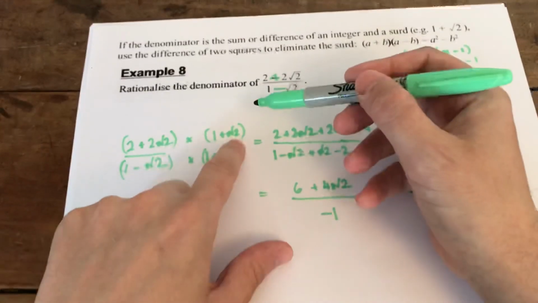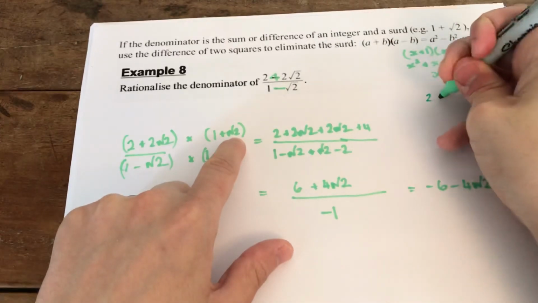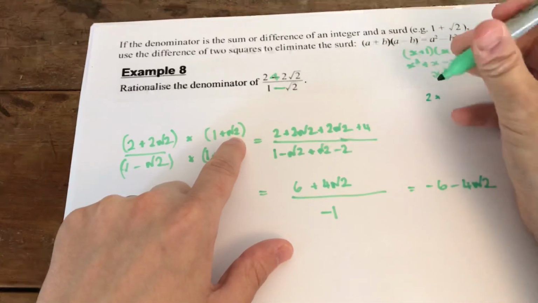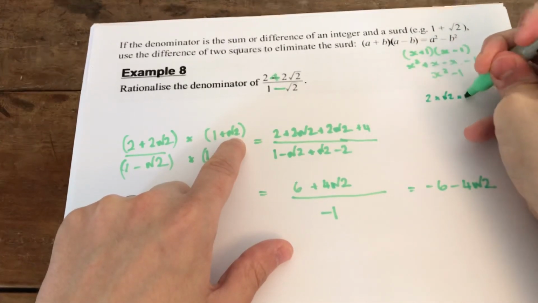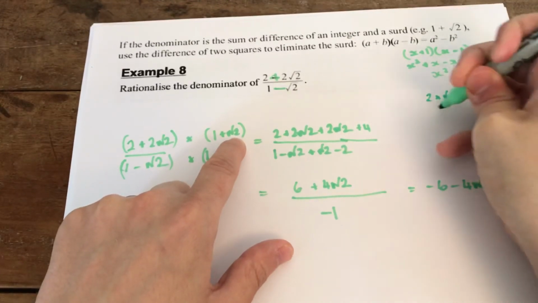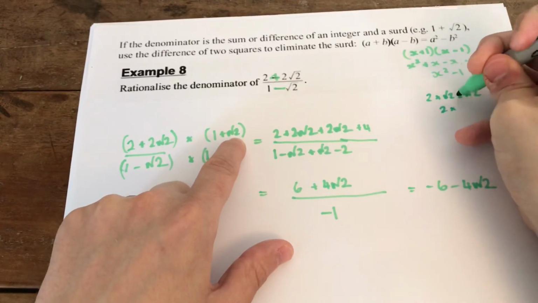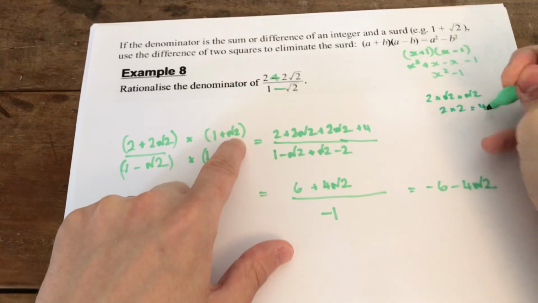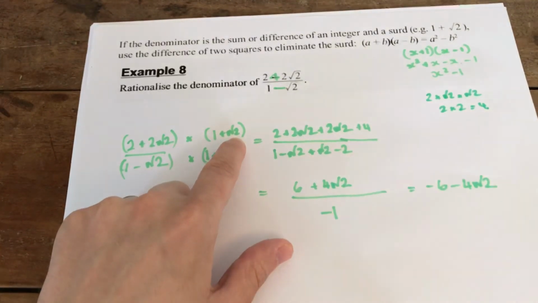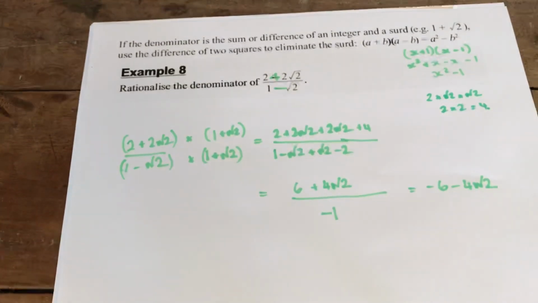Where 2 root 2 times root 2 came from is if you imagine you go 2 times and then you've got root 2 times root 2. Well, root 2 times root 2 is the same as 2, so that is where our 4 came from there. Okay, if some of you were wondering.